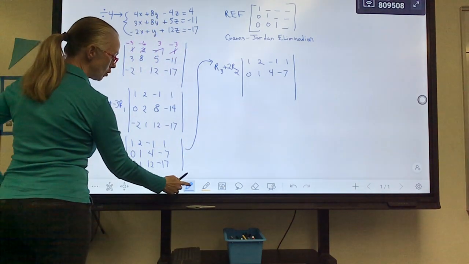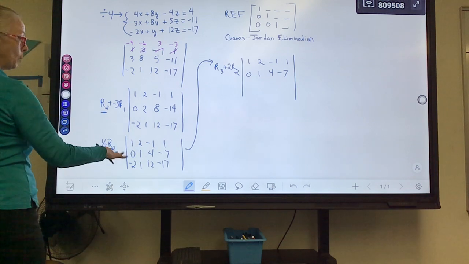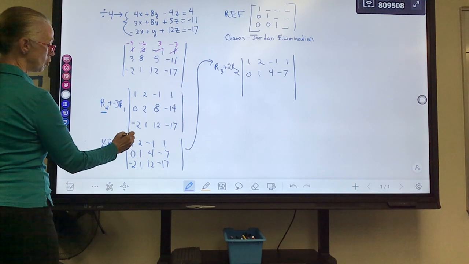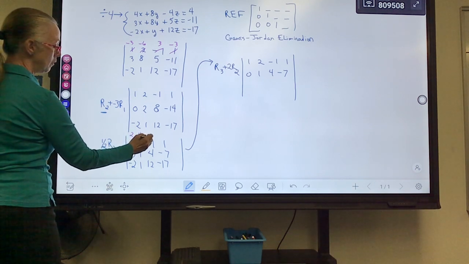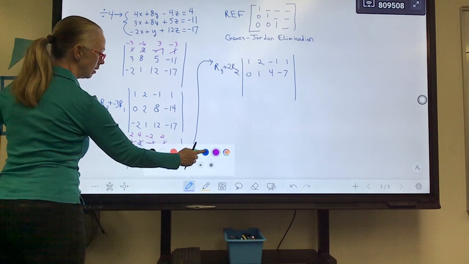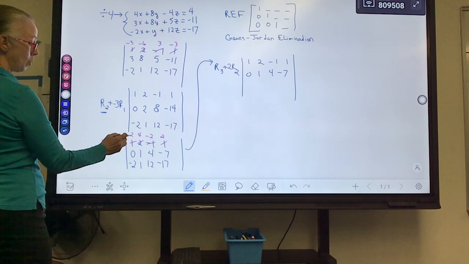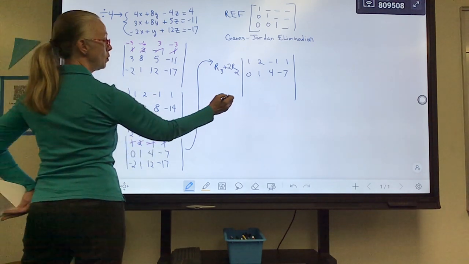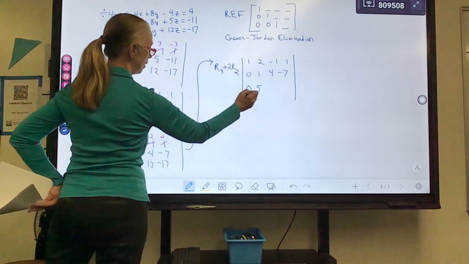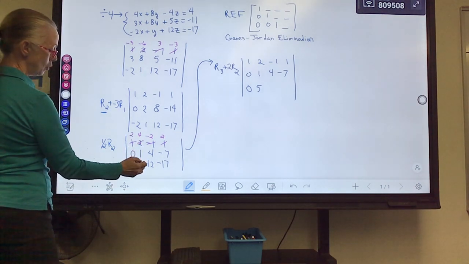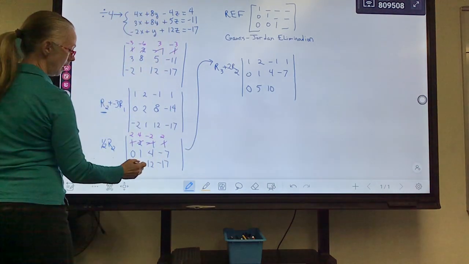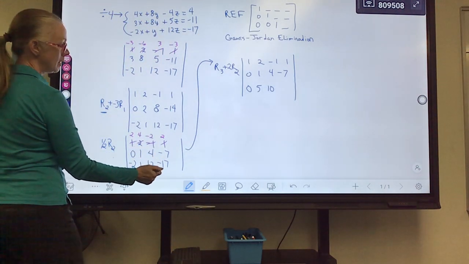And then I'm going to do the math in my old matrix over here. So I'm multiplying row 1 by 2. So this will be 2, 4, negative 2, 2, and I'm going to add it to row 3. So 2 minus 2 is 0. 4 plus 1 is 5. Negative 2 plus 12 is 10. And 2 minus 17 is negative 15.